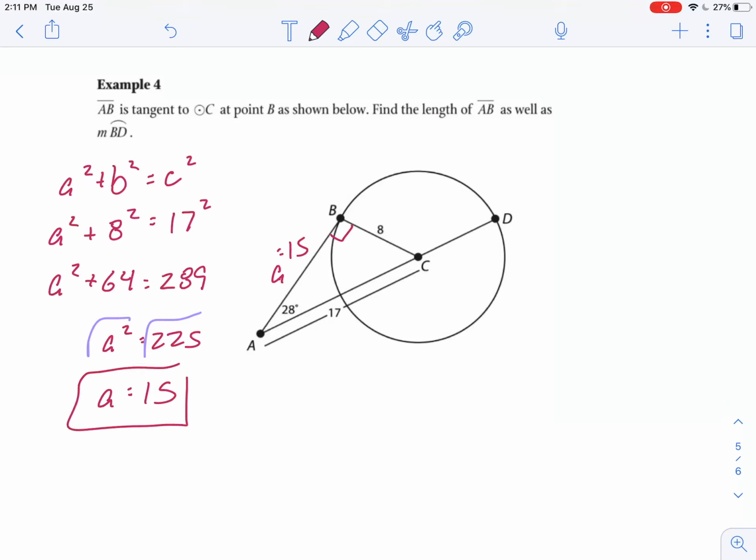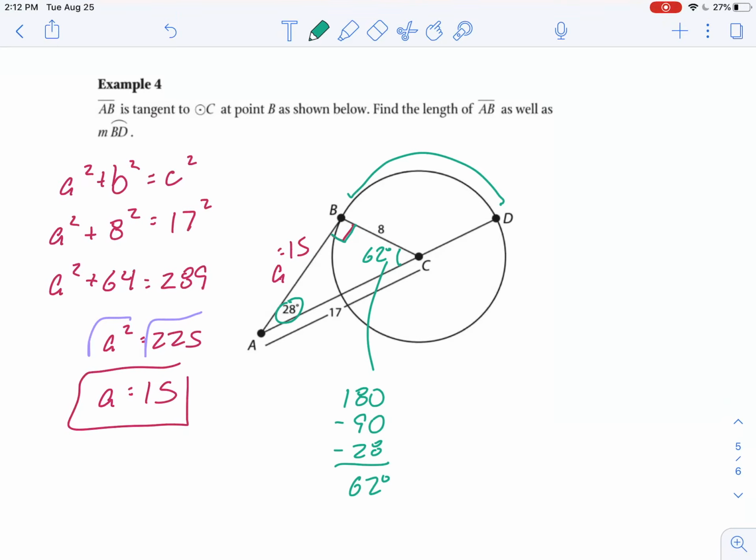Now, find the measure of arc BD. Let's see. If this angle is 28 and I have a 90-degree angle, I know this angle, I'm going to show my work down there, is 180 minus 90 minus 28. All right? So I get this angle to be 62 degrees.